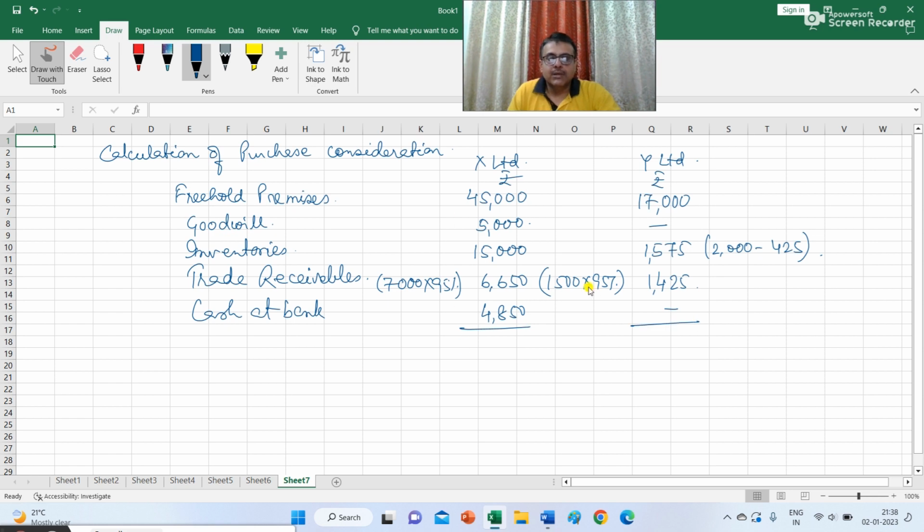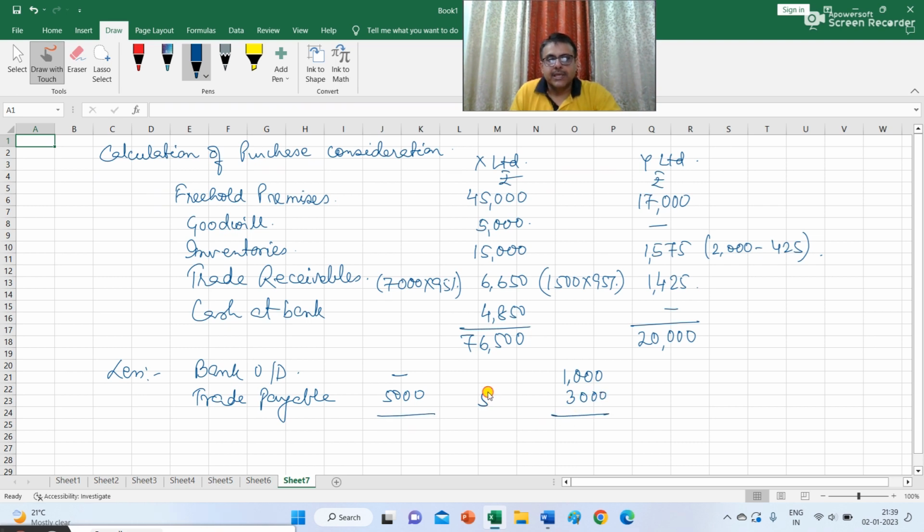So if you add up the figures of X Limited, you will get a total of 76,500, and in case of Y Limited, it will be 20,000. Now from the total of assets, we are going to reduce the amount of liabilities, that is bank OD. In case of X Limited, there was nil, but in case of Y Limited, we have a bank overdraft of 1,000 rupees, and the trade payable, that is sundry creditor, of X Limited is 5,000 and that of Y Limited is 3,000. So total of liability in case of X Limited is 5,000 and that of Y Limited is 4,000.